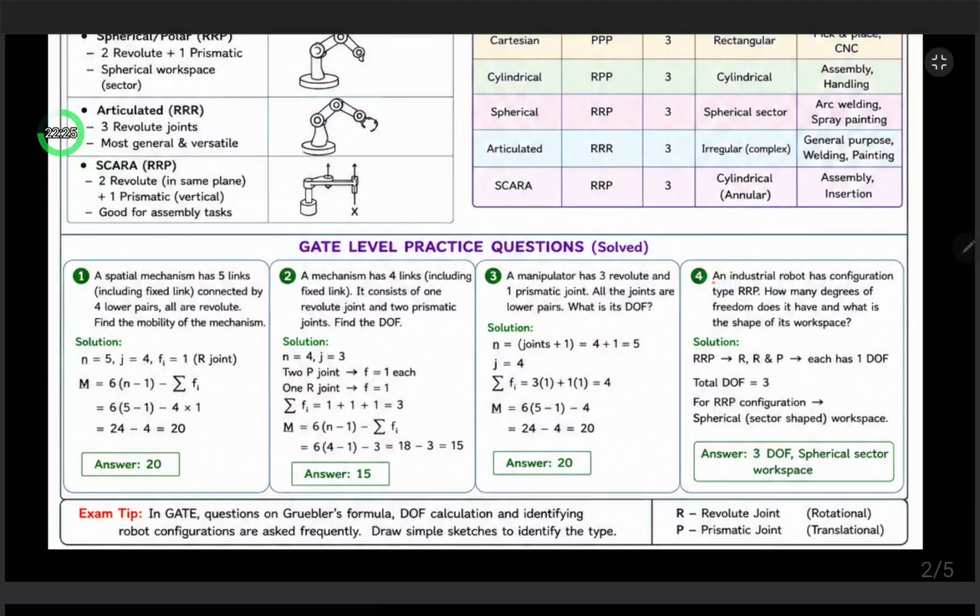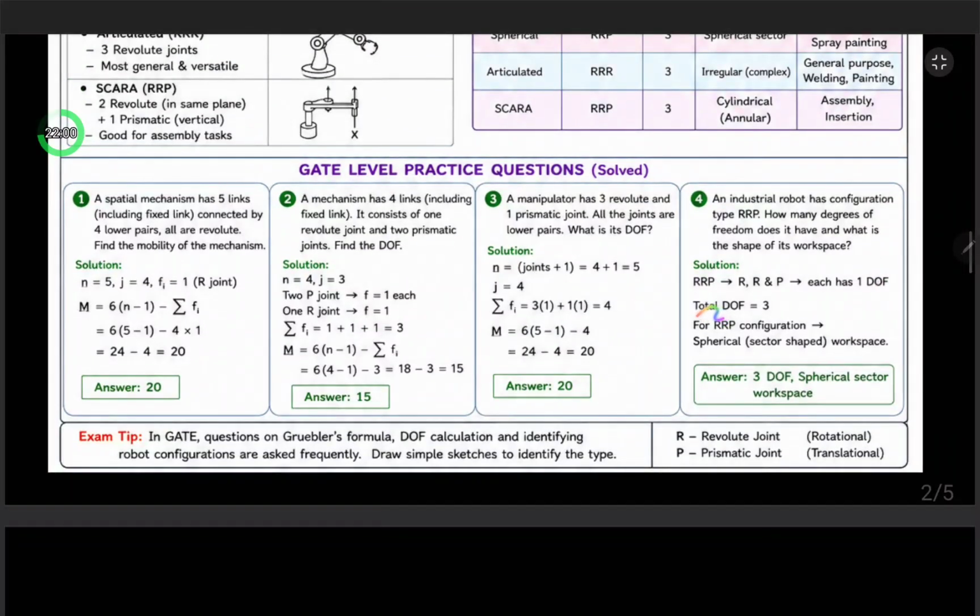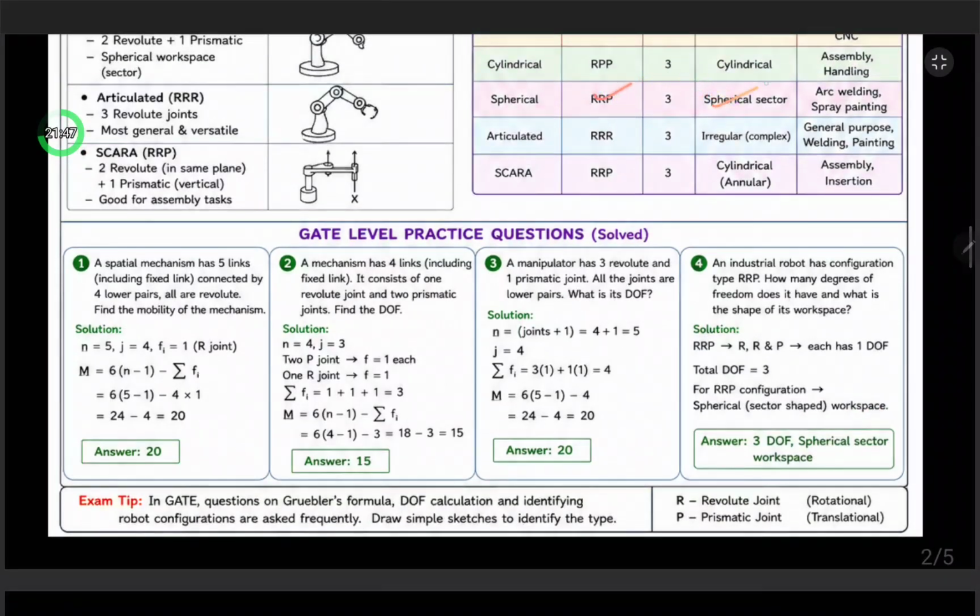Now an industrial robot has configuration type RRP. How many degrees of freedom does it have and what is the shape of its workspace? So the solution: R, R and P, each has 1 degree of freedom. So the total degree of freedom is 3. Now for the RRP configuration, it is a spherical sector shaped workspace. Here you can see.